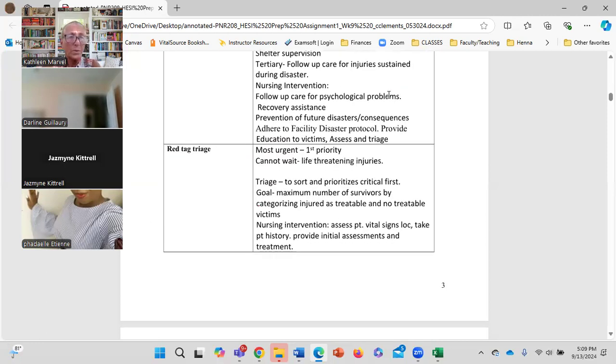Red triage is another topic that's been asked about. What does red triage mean? Okay, so you've identified what red triage means. Now, how do you care for a client who may be tagged with a red tag during triage?